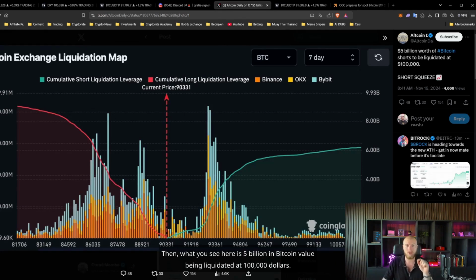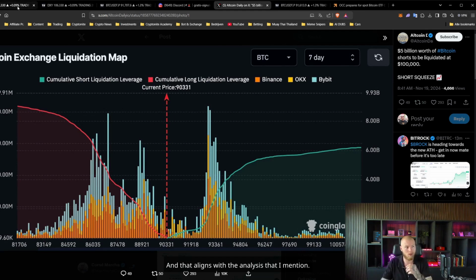Then, what you see here is 5 billion in Bitcoin value being liquidated at $100,000. Well, what he says is short squeezes. You will probably see that all at once. As we approach that 100K, you will suddenly see a spike up and then suddenly the price will crash again. And that aligns with the analysis that I mentioned.